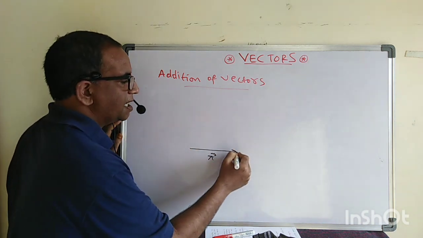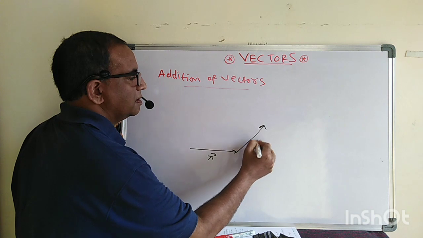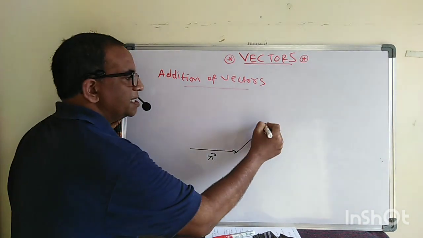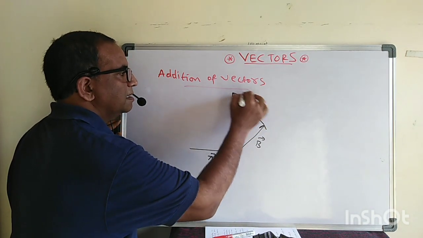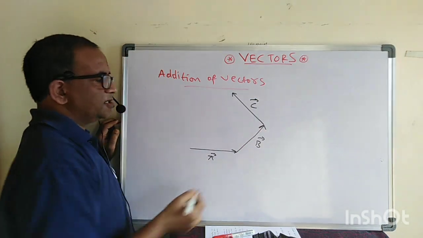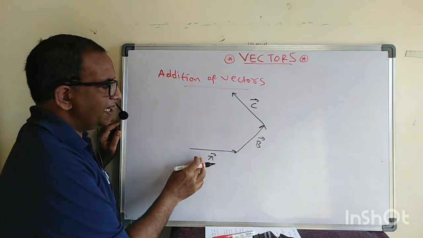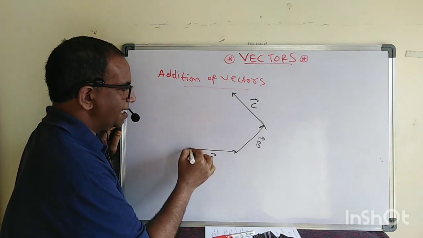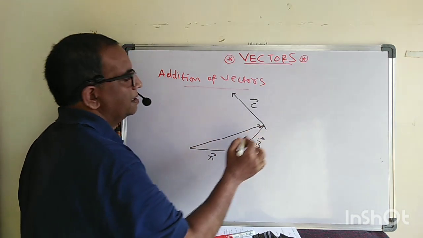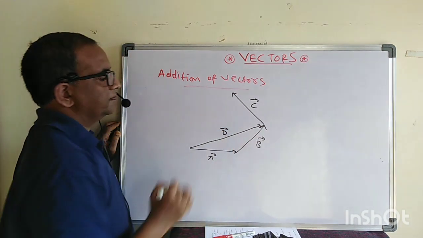Okay, and let us take another vector B. This is A and B. And now let us take another vector C. This is it. Now how can we add these? You can see carefully A and B. See here you can add like this. See this is A and B. Let us call it D.